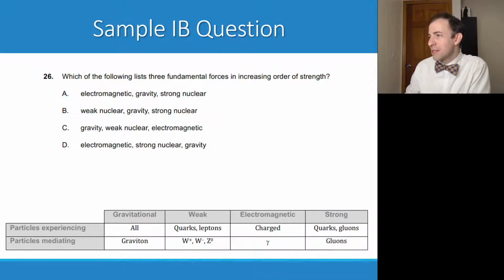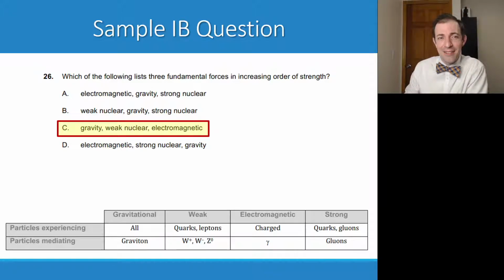Which of the following lists three fundamental forces in increasing order of strength? Well, if you know that the data booklet gives it to you in this increasing order, you can pretty clearly find the answer. In this case, there's only three different examples that are shown, but gravity, weak nuclear, and electromagnetic are in the correct order, left to right.